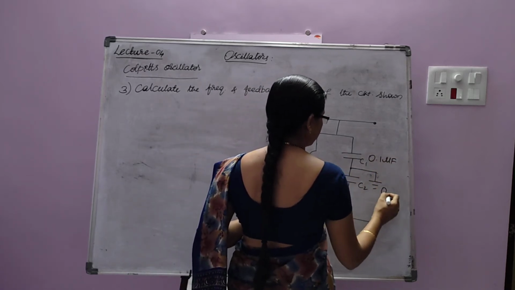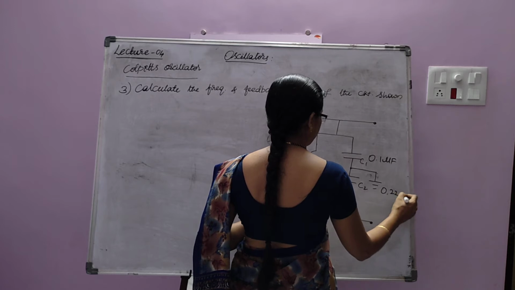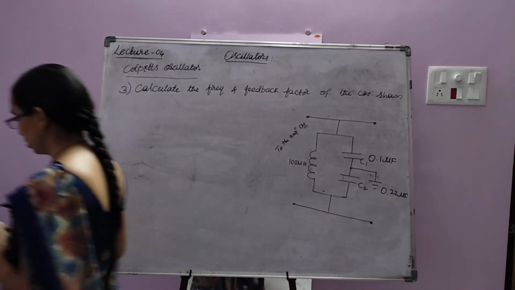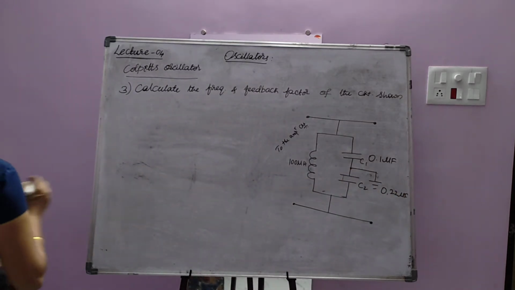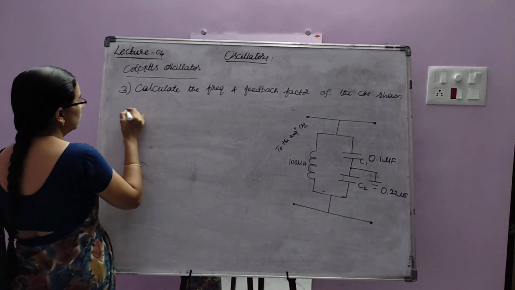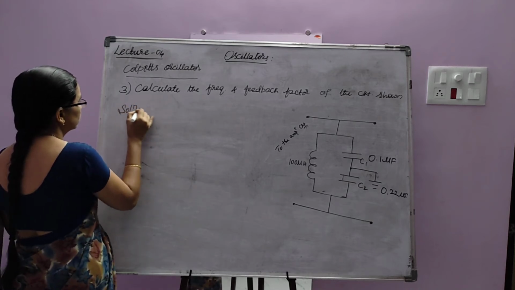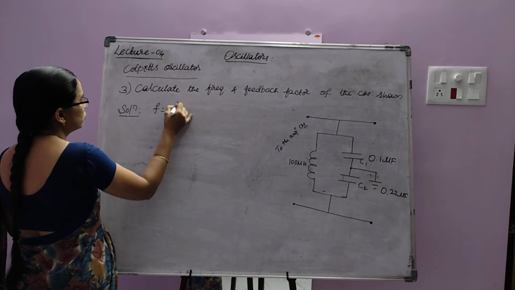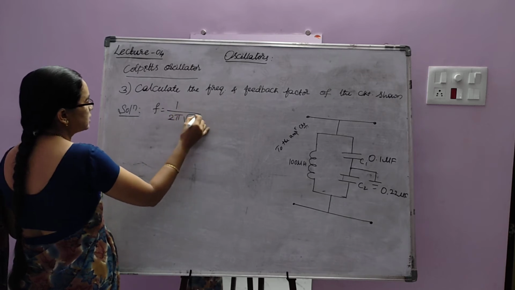And 0.22 microfarad are the two capacitors used. Frequency F is equal to 1 by 2 pi into root LC.